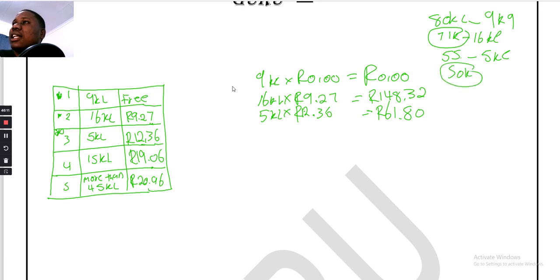Then can 50 fit into 15? No. Then we take the maximum of block number 4, and we charge 15 kiloliters here. 15 multiplied by 19,06 is 285,9. Okay, therefore now we are left with how much? Let's see.